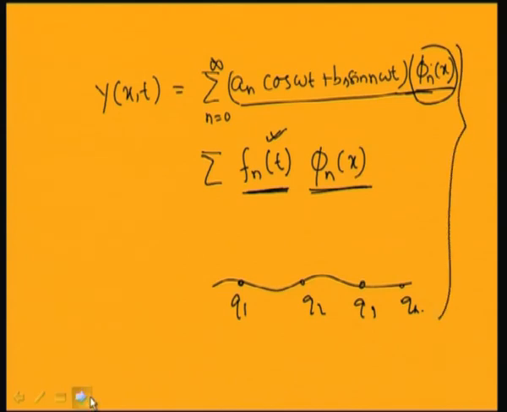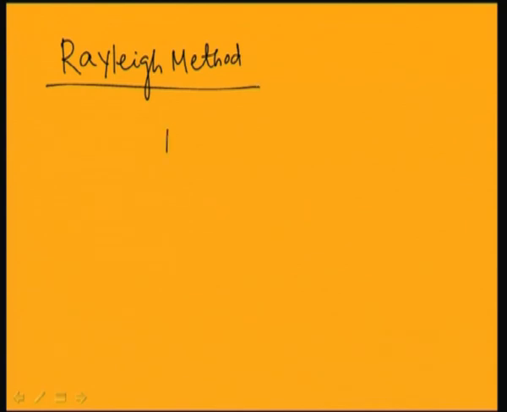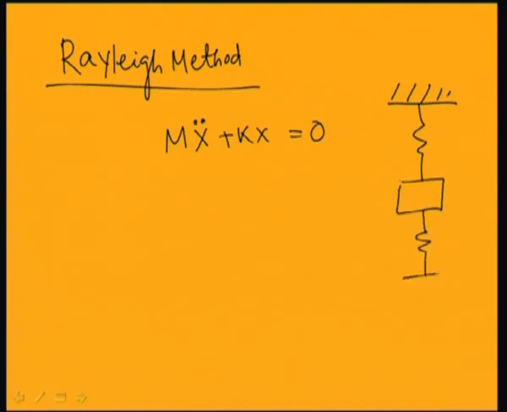So, let us see the Rayleigh method. In the case of the Rayleigh method, let us start with a discrete system. Let m x double dot plus k x equal to 0 be the equation for this discrete system. For example, you take this spring and mass system, and this is another spring and mass system. So, this is a 2 degrees of freedom system.